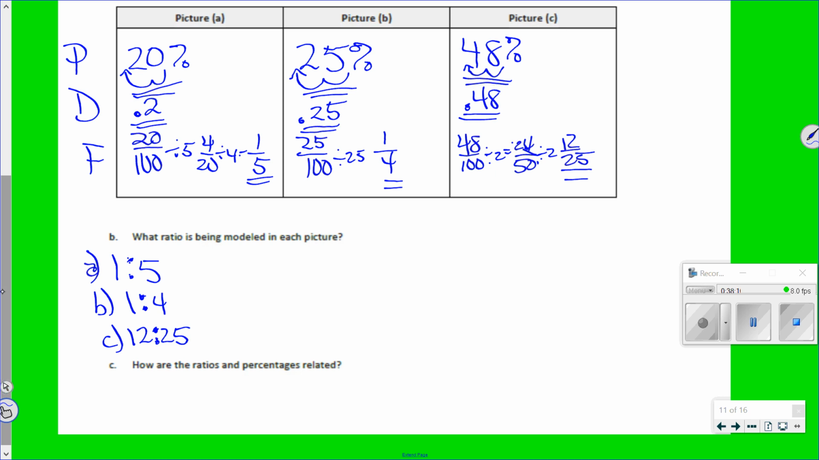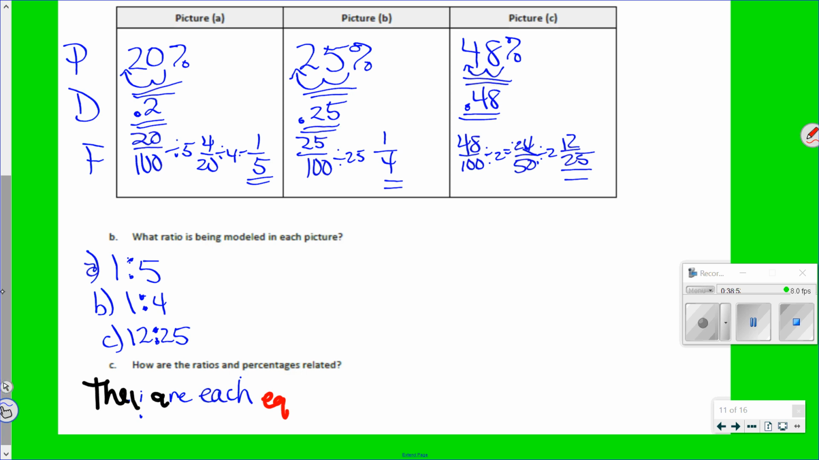Is there any one of those that you might think is not correct? Good, they're all right. How are the ratios and percentages related? They both have one number being compared to a higher number. Okay. But what could you say about these ratios versus the percentages? They're equivalent. I'm going to say each equivalent, not all equivalent, because they're not all equivalent, but they're each equivalent to their ratio. Each equivalent.